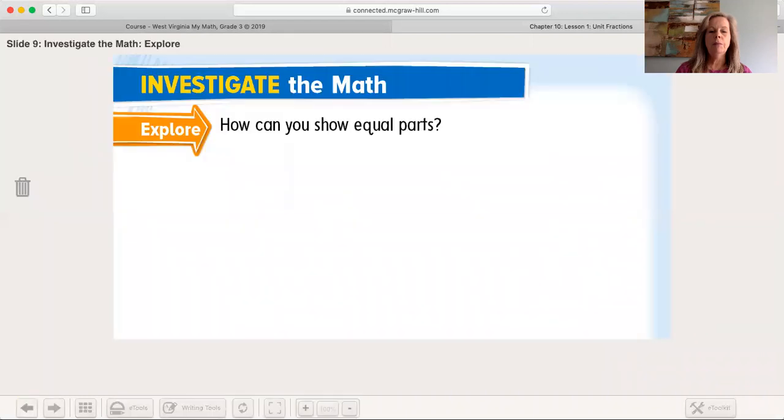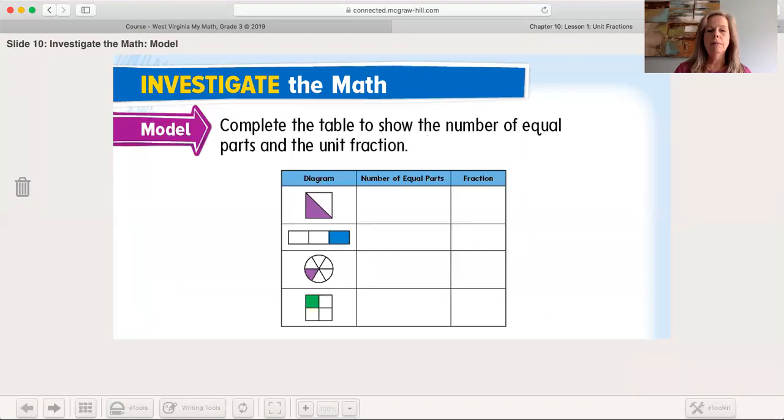Let's go back one. Now, while we explore, here's our question. How can you show equal parts? Complete the table to show the number of equal parts and the unit fraction. Remember, unit fraction is only one part of the whole.